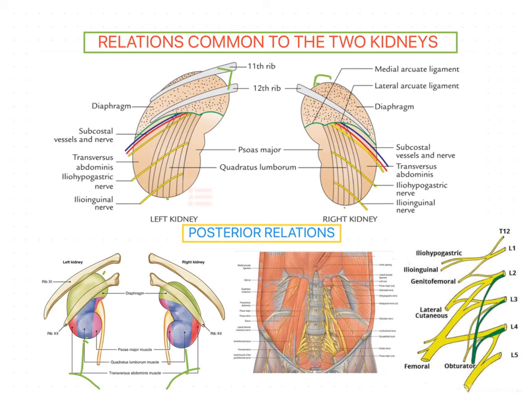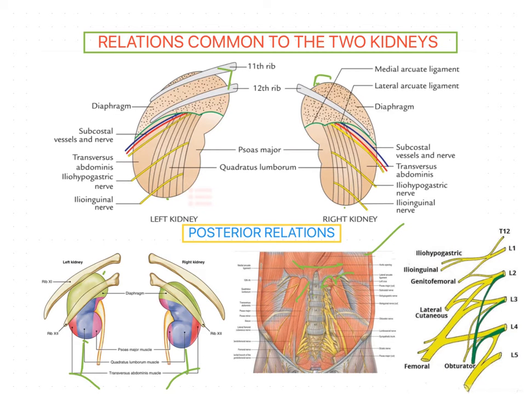If you see the posterior relations, these are also common relations, but we find them only on the posterior aspect. Before understanding the posterior relations, we will brush up the structures found on the posterior abdominal wall. In this picture you can see the diaphragm, with the medial arcuate ligament and lateral arcuate ligaments, and the lumbar plexus, from which the nerves are coming out.